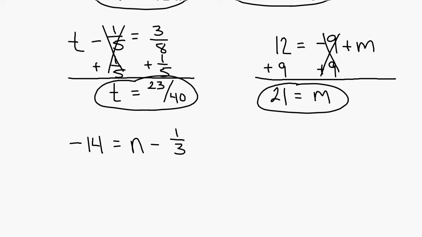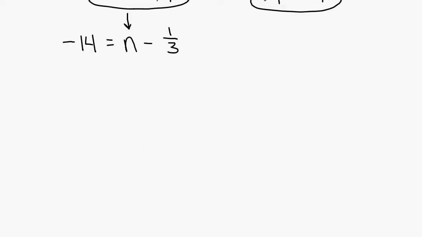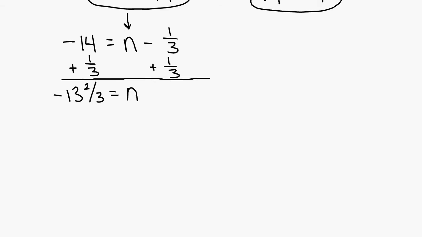They're going to add. Remember, we're trying to get the n by itself. So we've got to get rid of the negative 1/3. So we're going to add 1/3 to each side. So negative 14 plus 1/3. Very good. That's negative 13 and 2/3 is equal to n, because these canceled out.